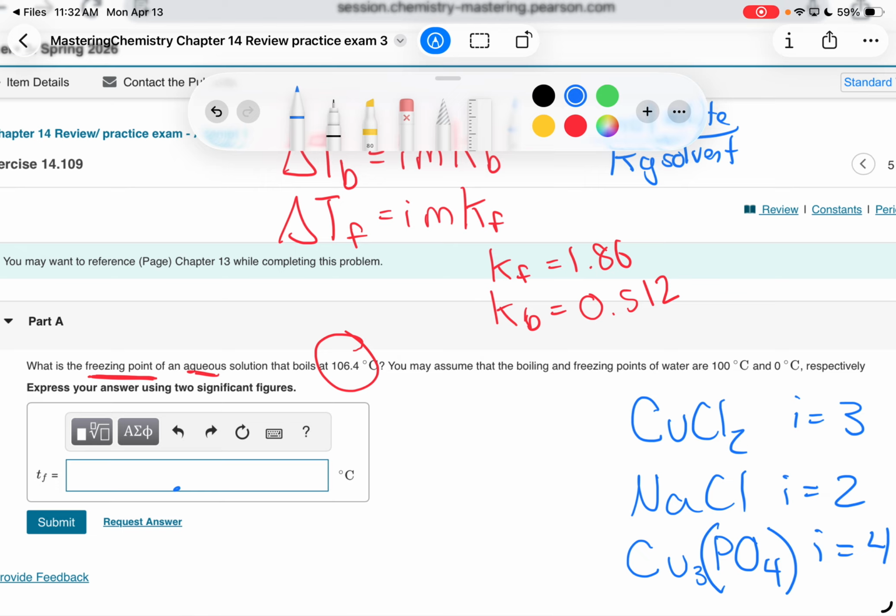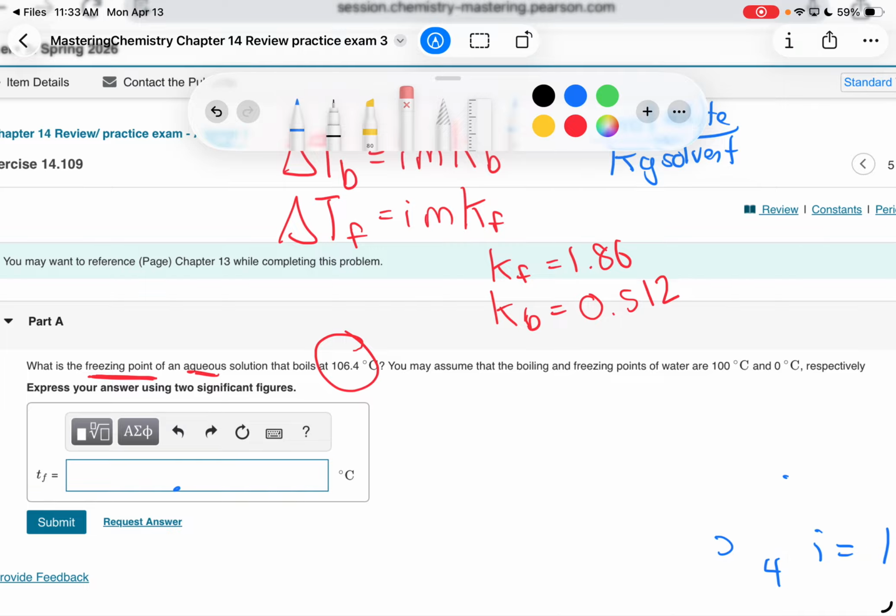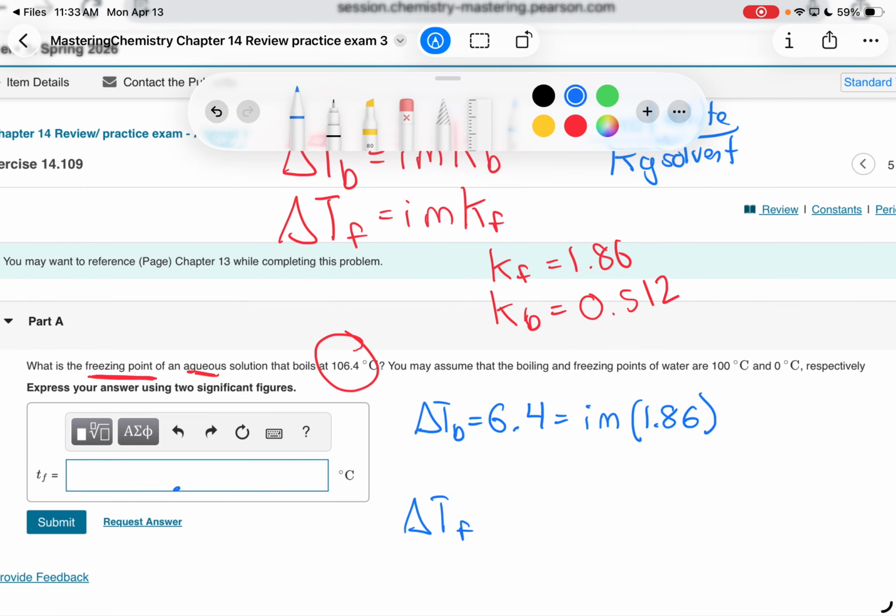Okay, so I'm going to put a hint up here if you want it. Oh, put that constant in the wrong spot.